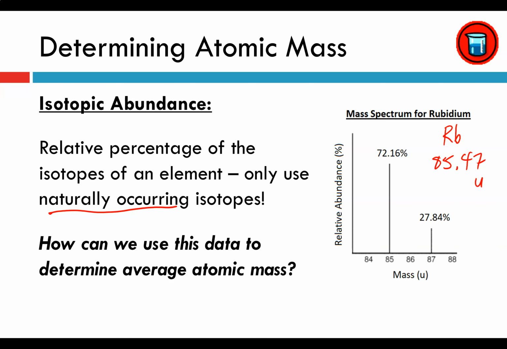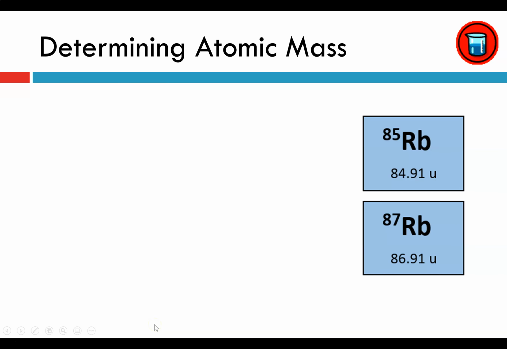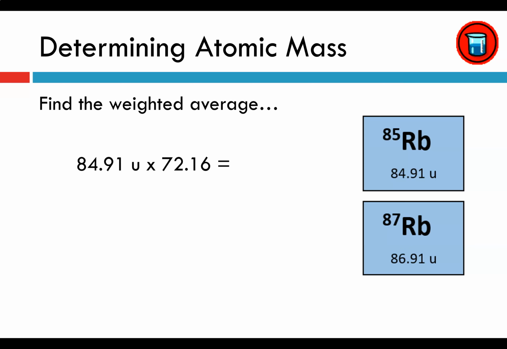All right, hopefully you've given something a shot, but let's look at it together. So we've got rubidium-85 and rubidium-87. Now, in reality, you end up with atomic masses that are slightly lower than the mass number provided, but our technique's going to be the same. We're going to find the weighted average, and that's going to involve taking the mass of the isotope and multiplying it by the relative abundance.